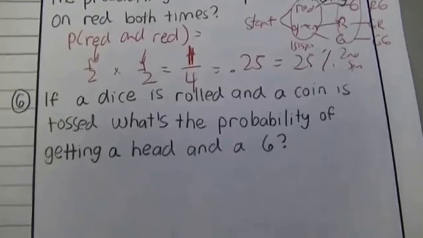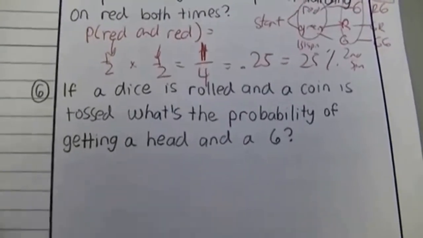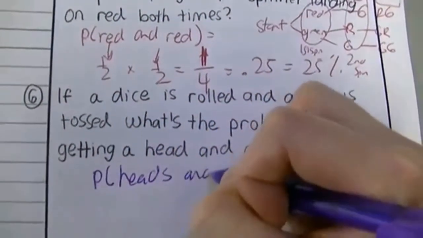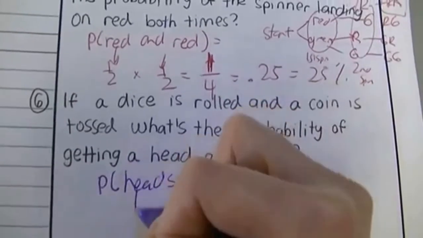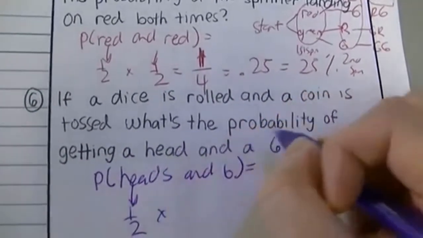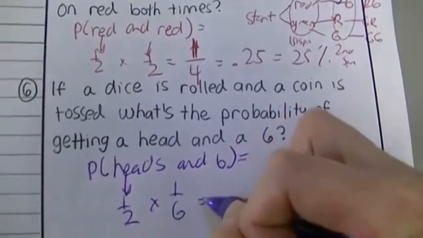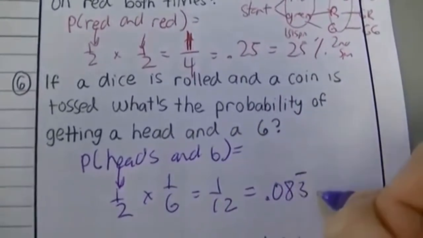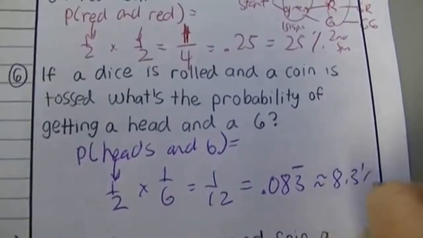If a dice is rolled and a coin is tossed, what's the probability of getting head and a 6? So we want the probability of head and 6. The probability of getting a head is 1/2. The probability of getting a 6 on a 6-sided dice is 1/6. So that's 1/12, which is 0.08 with the 3 repeating, approximately 8.3%.